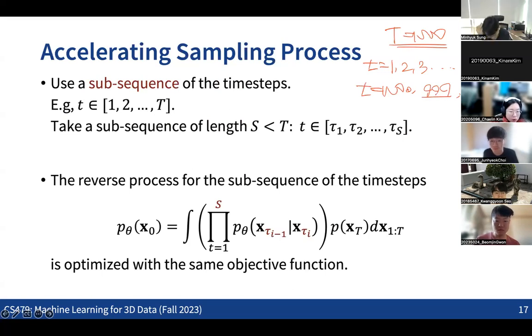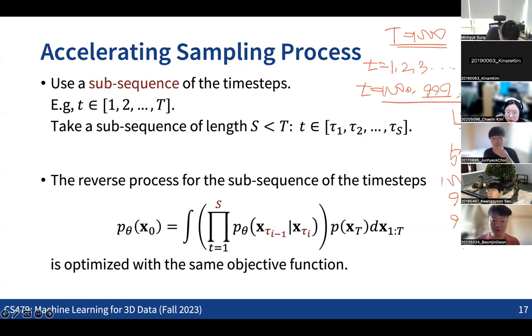One way that we can approximate this reverse process is by sampling some of the time steps at certain intervals. For example, instead of having all 1,000 steps, we can take just 50 steps by using uniform intervals of every 20 time steps. So we go from 1,000 down to 980, 960, and so on. In this way, we can reduce the number of reverse steps while approximating the overall reversibility process with a subsequence of the time steps.